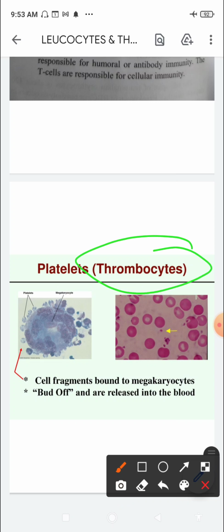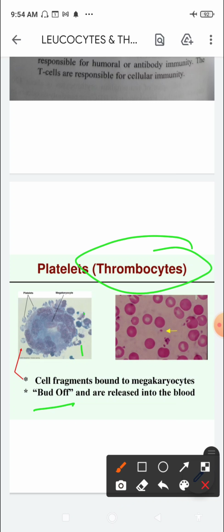They are actually fragments of cells. If you look at it here, it is cell fragments bound to megakaryocytes. You can see how these platelets pinch off or bud off and are released into the blood. You can see the small pieces that are there. These are actually fragments of a cell, not a complete cell. That small, these thrombocytes are.